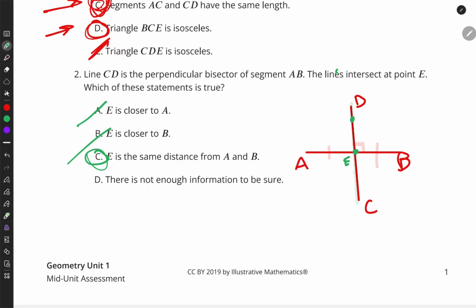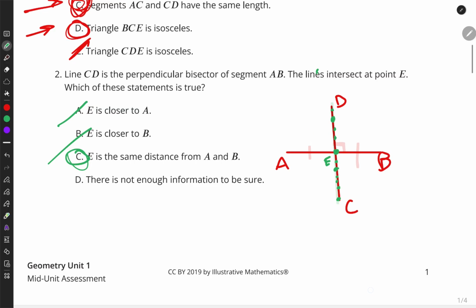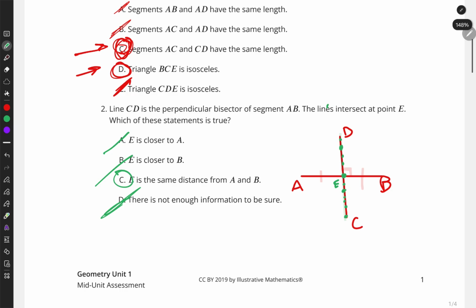All these points are the same distance from A and B, whether E was here, here, here, or here. It wouldn't matter, because a perpendicular bisector has the same distance from points A and B, the line segment you're bisecting in the first place. The definition of a bisector is to cut in half, so it must be the same distance from both. And obviously there's not enough information, so it's not the answer.